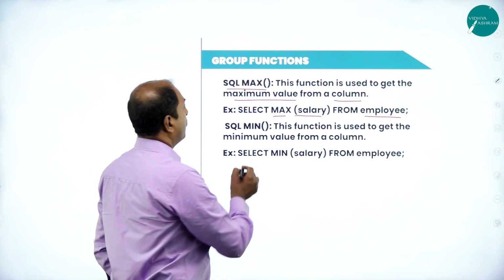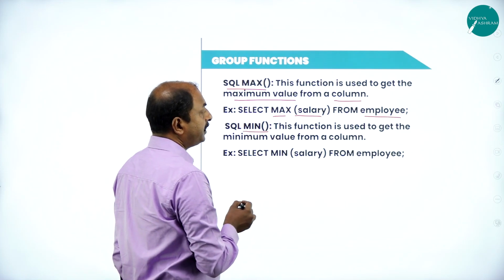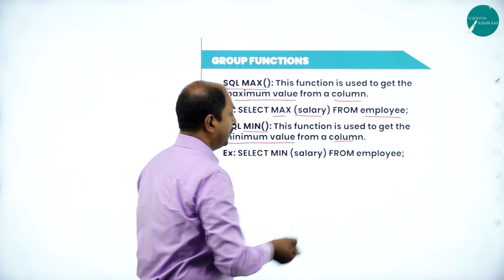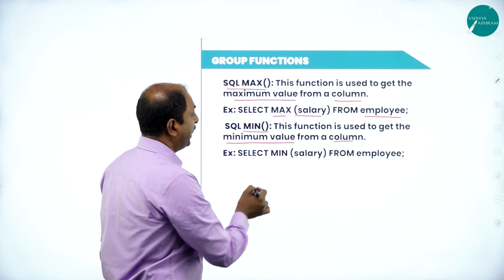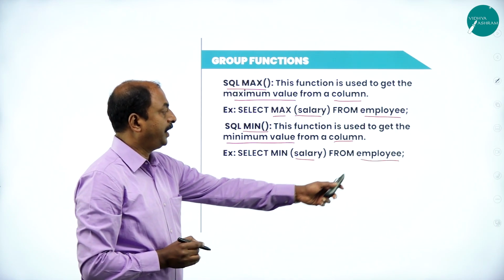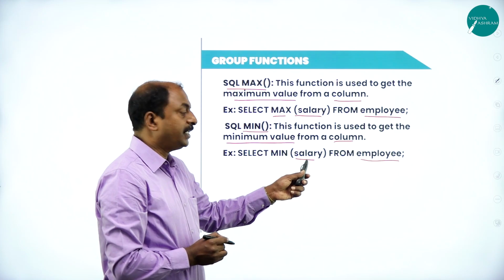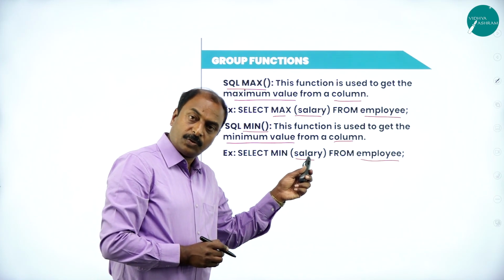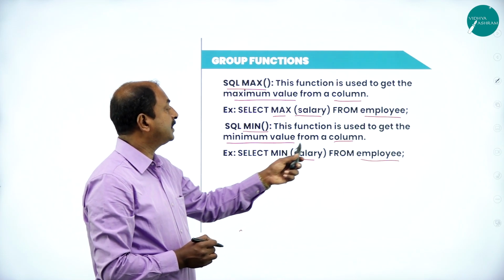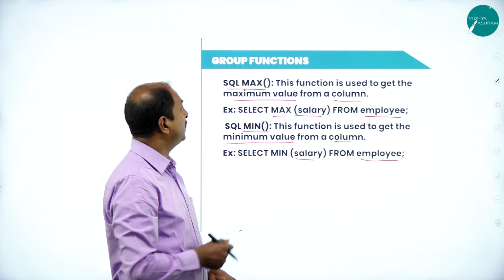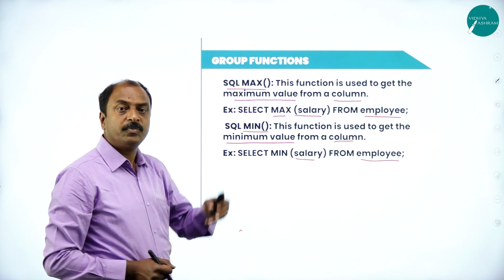Similarly, the MIN function is used to get the minimum value from a column. For example, SELECT MIN(salary) FROM employee. Here, employee is the name of the table and salary is one of the columns. So it is going to fetch the minimum salary in that particular column. So this is the maximum and minimum function.